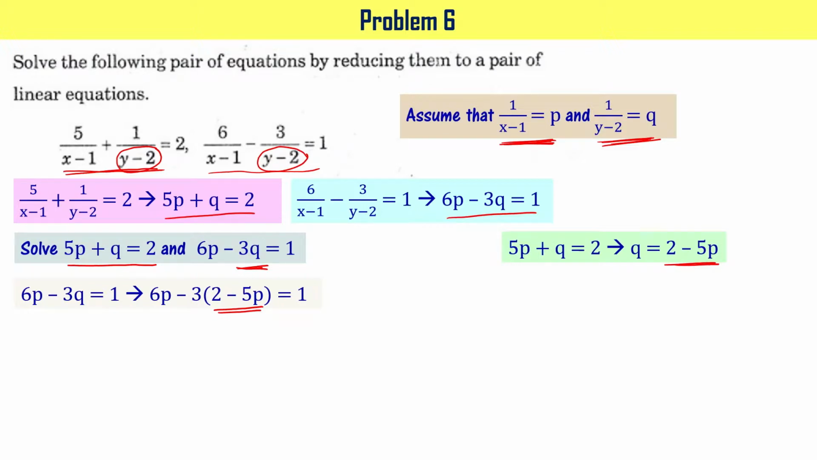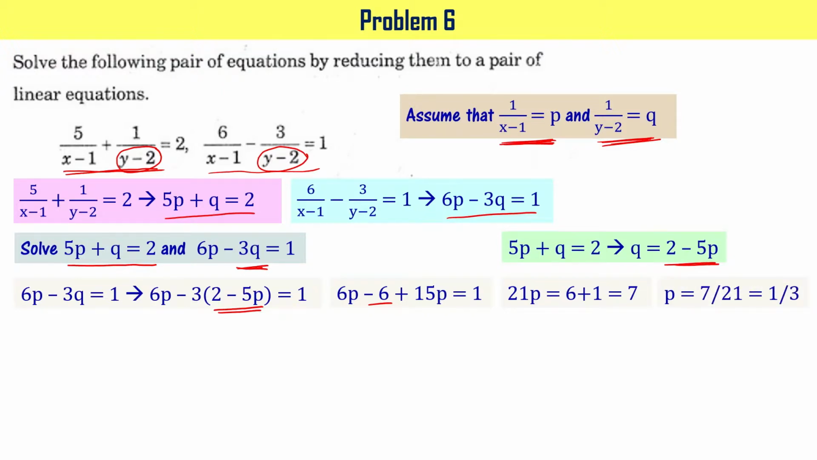When you simplify it, it can be written as 6p minus 6 plus 15p equal to 1. 6 plus 15 is 21, right? And when you take this minus 6 onto the other side, it becomes plus 6. It means 21p equal to 7. So p is going to be 7 divided by 21, that is equal to 1 by 3.